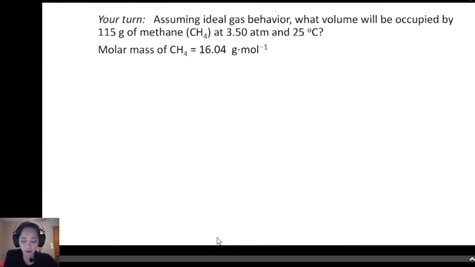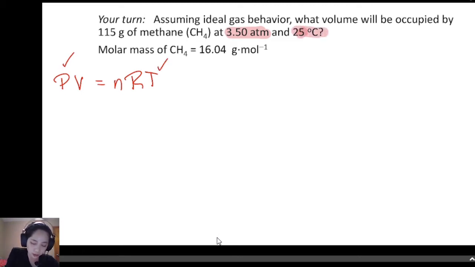Assuming ideal gas behavior, what volume will be occupied by 115 grams of methane at 3.5 atm and 25 degrees Celsius? So let's just write down our equation again and take inventory. So pressure, where's our pressure? Okay, good. So they give us 3.5 atm. We have that. Great. Temperature, we have temperature here. All right, but we need to convert that because it's in Celsius. We want it in Kelvin. It's asking for volume, so I want to figure out volume.